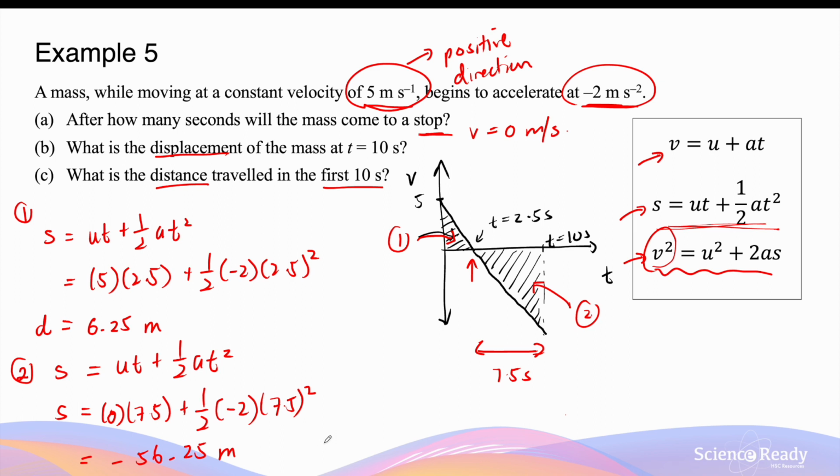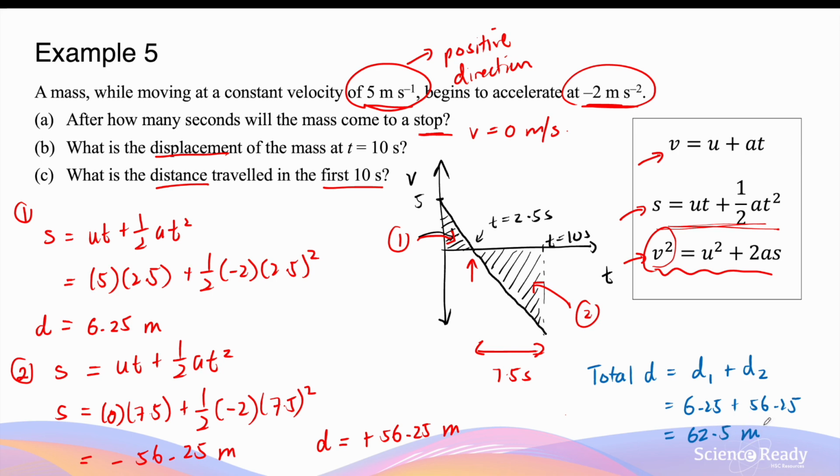But we want distance. So distance traveled during the second interval is plus 56.25 meters because the distance does not account for the direction. Now, to calculate the total distance, we simply add the distance from the first interval to the distance traveled in the second interval. So that's 6.25 plus 56.25. And this gives me a distance of 62.5 meters.